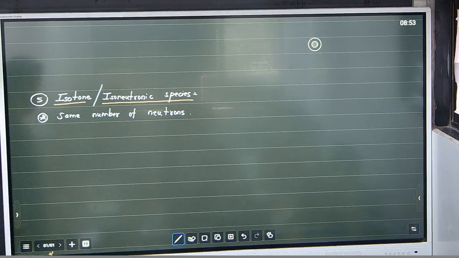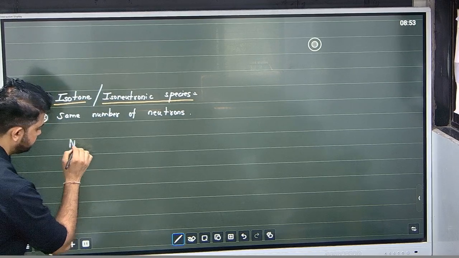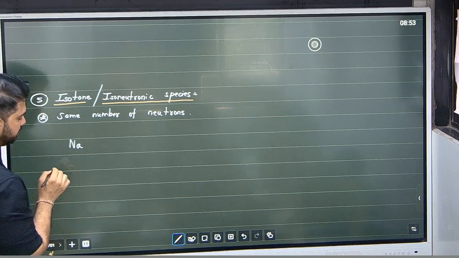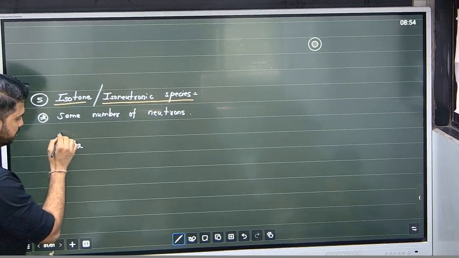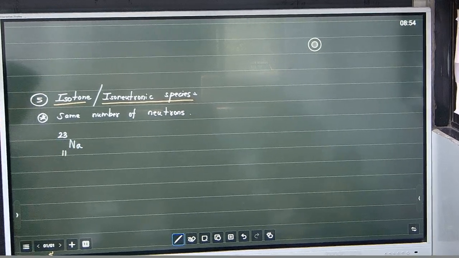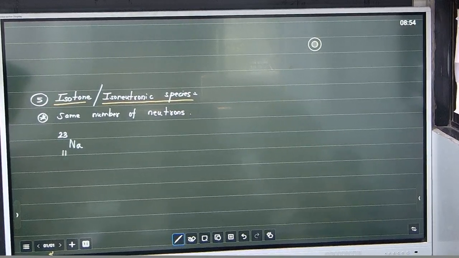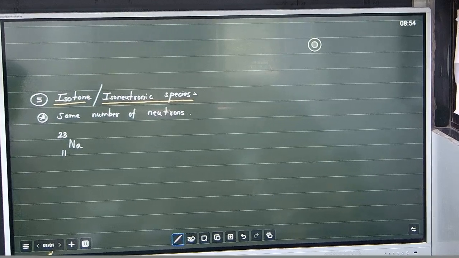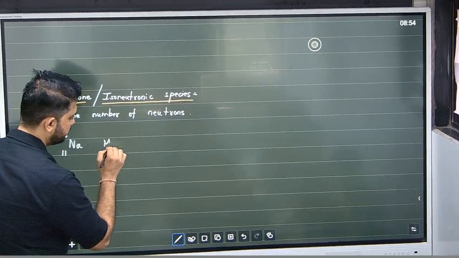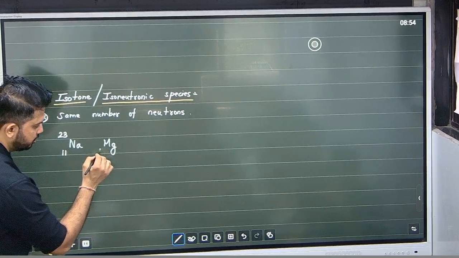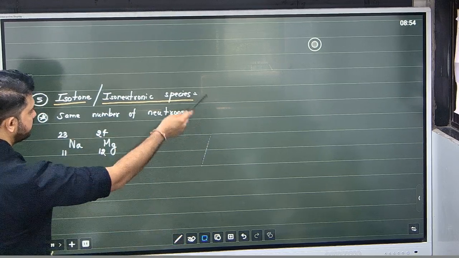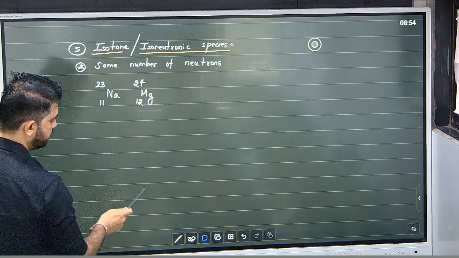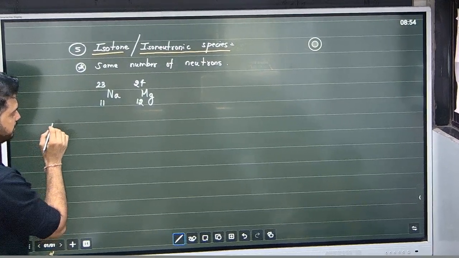Let's take an example. Let's say I have sodium, atomic number 11, atomic mass number 23. Please pay attention. Magnesium, someone please give me the atomic number. 12 and atomic mass number is 24. Chalo, let's calculate the number of neutrons. How will we calculate, people? Can someone tell me what is 23 over here?